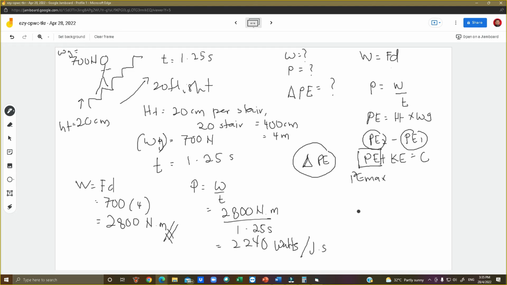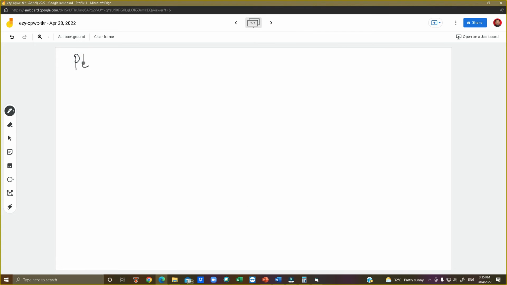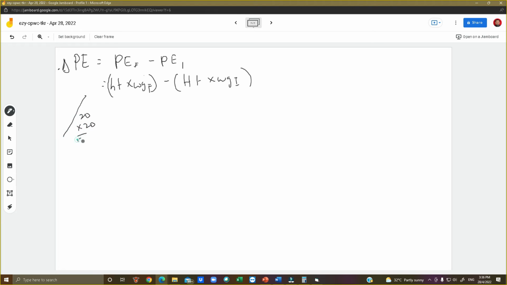Kosong. Okay. Kalau kata kita nak buat ni satu-satu, I'm going to show it here. PE, dia nak change. Okay, change of PE equals to PE final minus PE initial, sama dengan height kali weight final, tolak height kali weight initial. Height final dia berapa? Tadi, atas sekali. 20 kali 20 sama dengan 400. Sama dengan 4 meter.